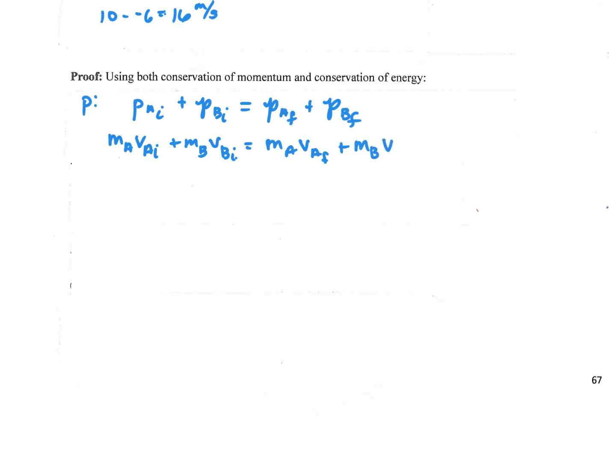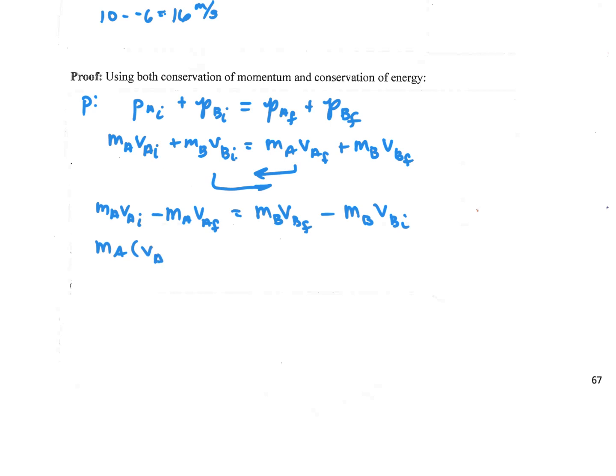Okay, so now let's put our M sub A's together. We're going to move this to this side and move this to that side. So we get M sub A, V sub A initial minus M sub A, V sub A final, and we get M sub B, V sub B final minus M sub B, V sub B initial. Pull out M sub A and look what you get: V sub A initial minus V sub A final. And pull out M sub B: V sub B final minus V sub B initial. All right, so that's through momentum.